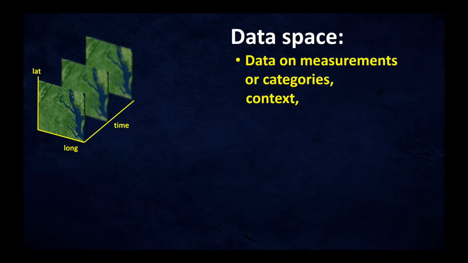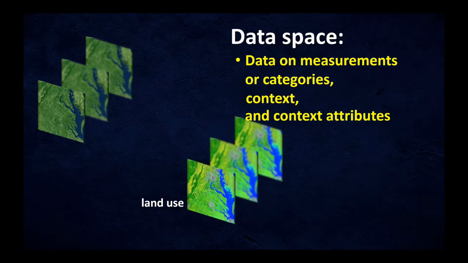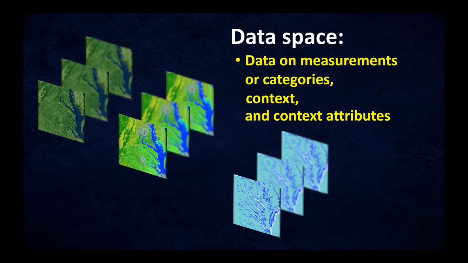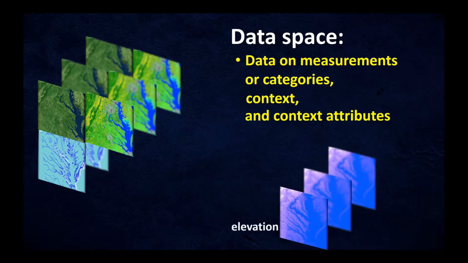To repeat, what is data space? It is data on measurements, such as chlorophyll A and the N ratio, and the context, such as place and time, in which the measurements were made. It also includes information on context attributes. For example, in the Chesapeake Bay project I'm working on, I have quite a bit of data on land use taken from satellite images. I also have data on the stream density within each watershed, as well as their average elevation above sea level. How do we use data space?